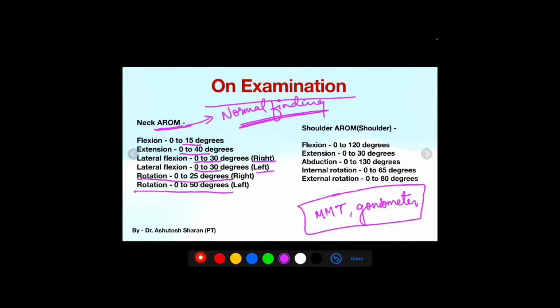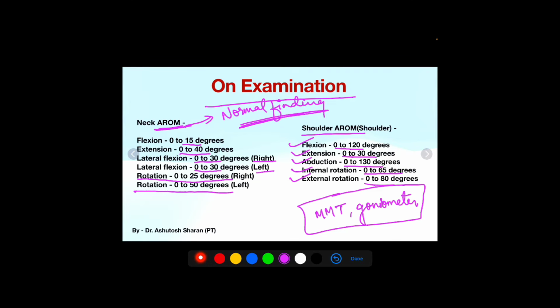Let me know. The next thing is shoulder active range of motion. For flexion, it is 0 to 120 degrees. For extension, 0 to 30 degrees. Abduction, 0 to 130 degrees. Internal rotation, 0 to 65 degrees. And external rotation, 0 to 80 degrees. Once again, tell me the normal findings for shoulder active range of motion.